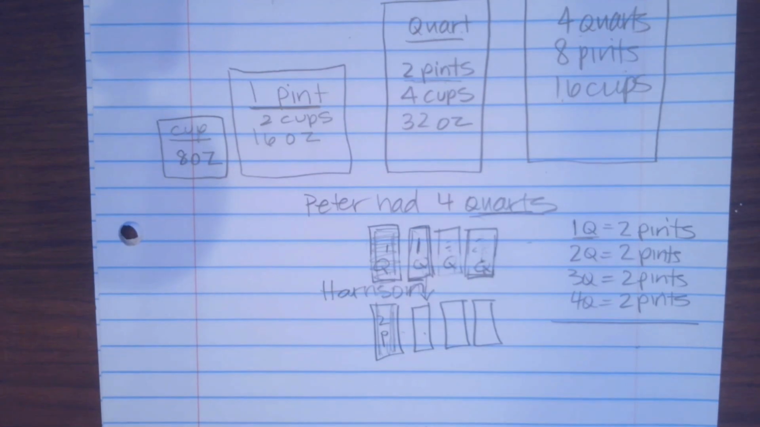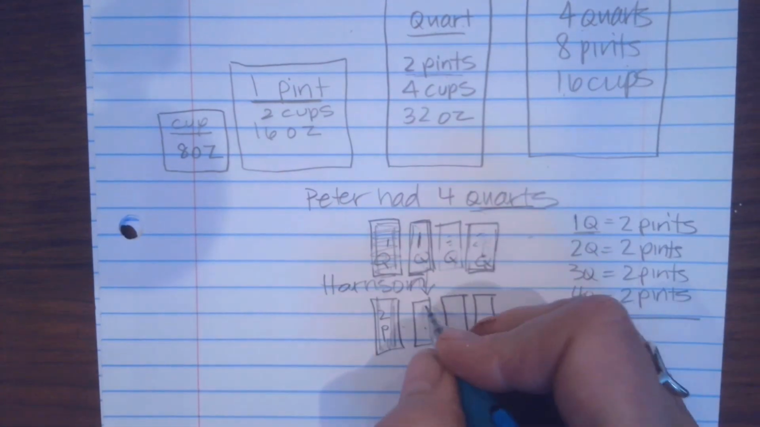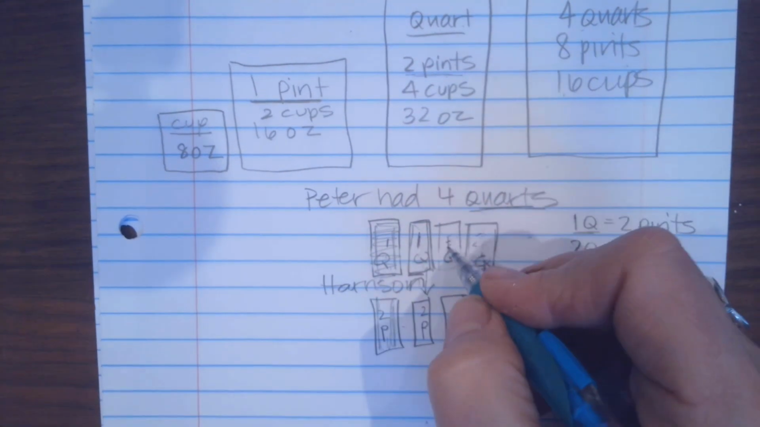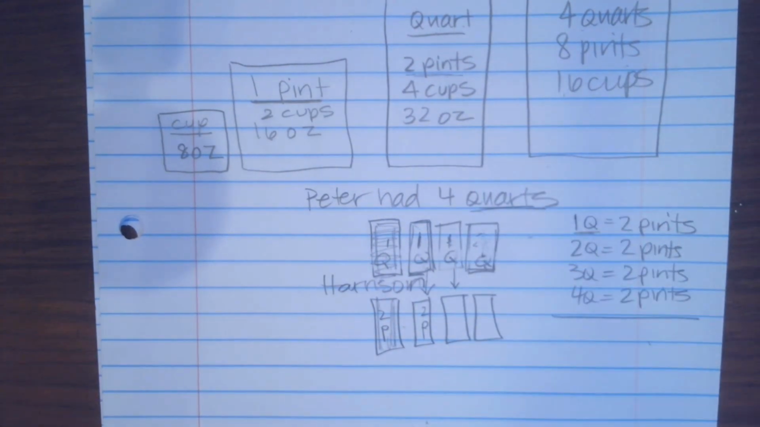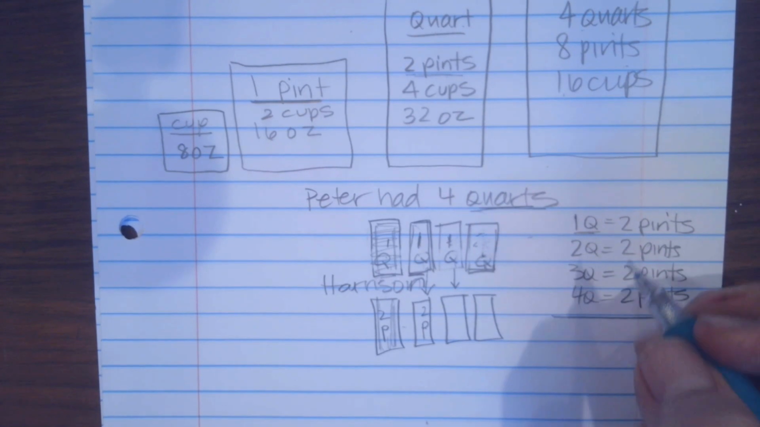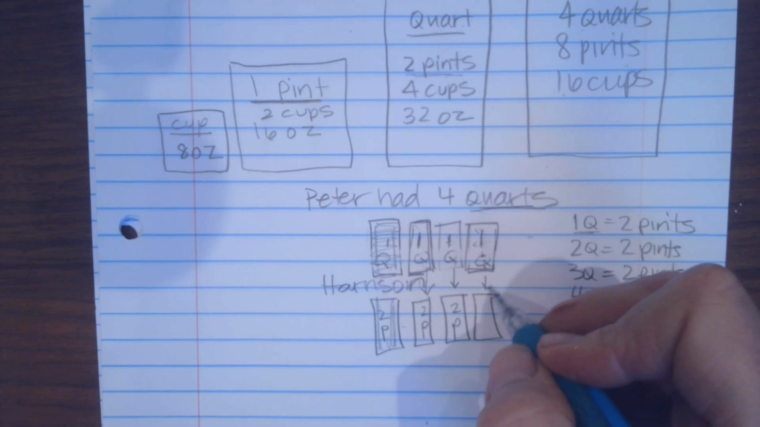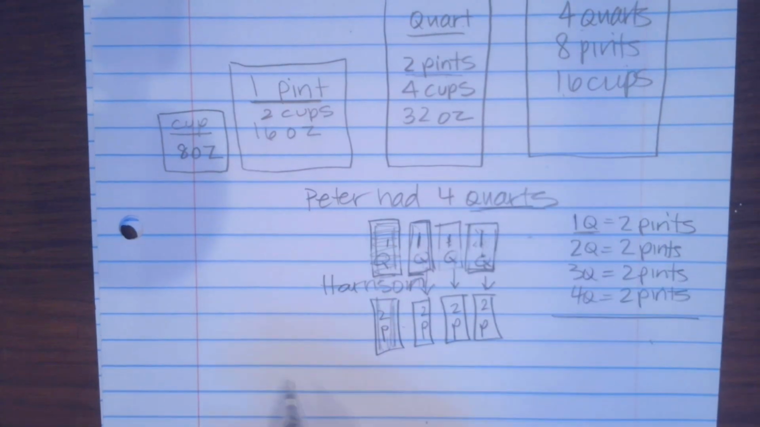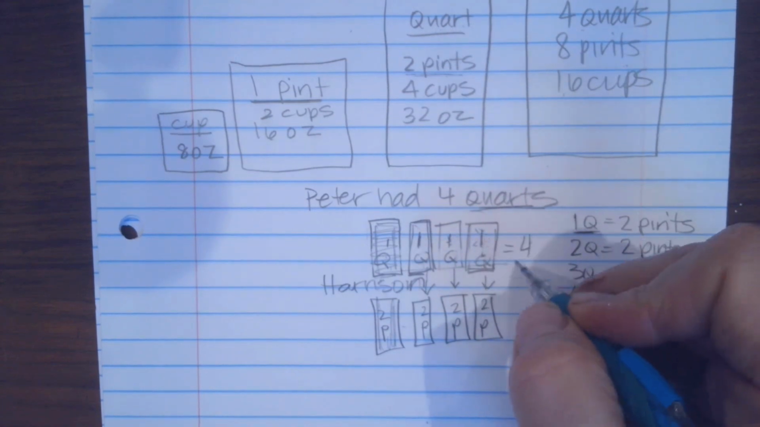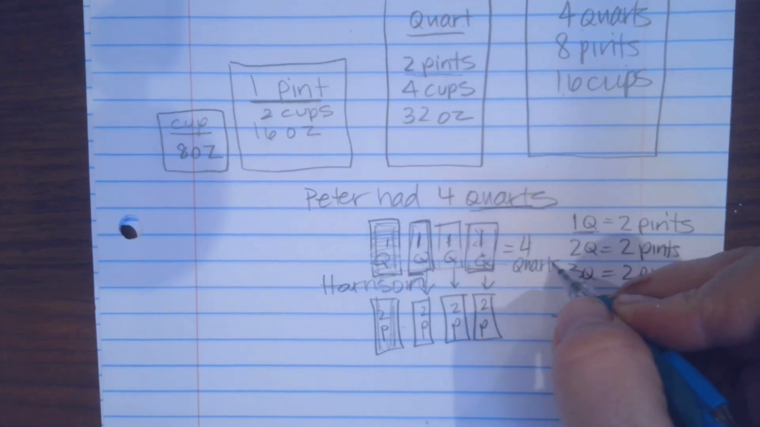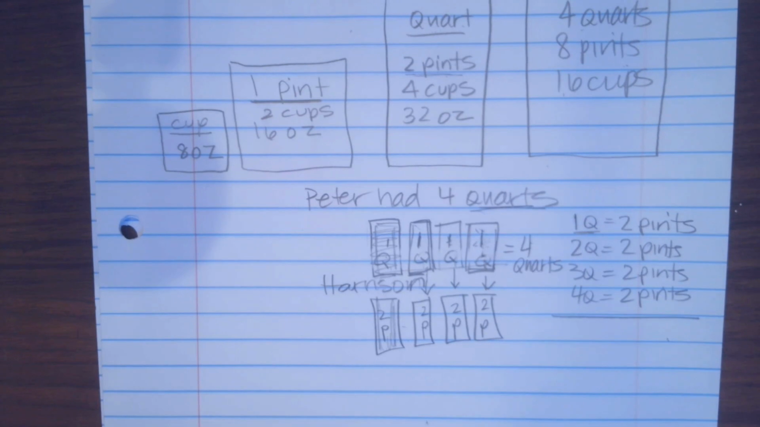How much does Harrison have? Harry has 2 pints. Yep. And then for this one, it's 1 quart. How many pints does Harry have? 2 pints. And then here's 1 quart, and this is 2 pints. So now you're going to add up your number of quarts. How many quarts do you have? I have 4 quarts. And then how many pints does Harry have? He has 8 pints.